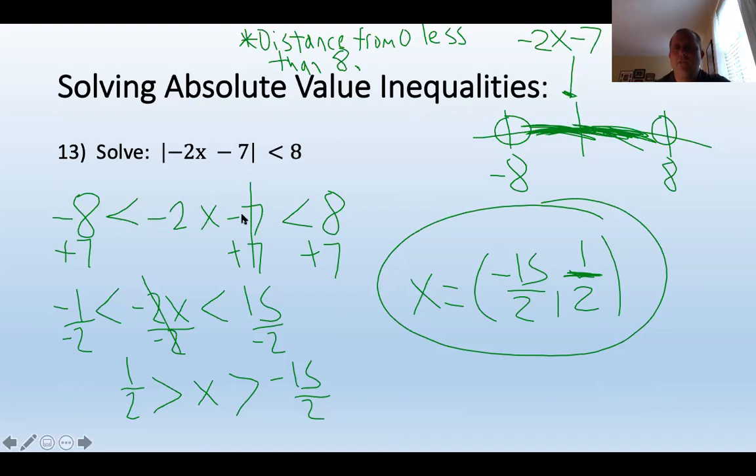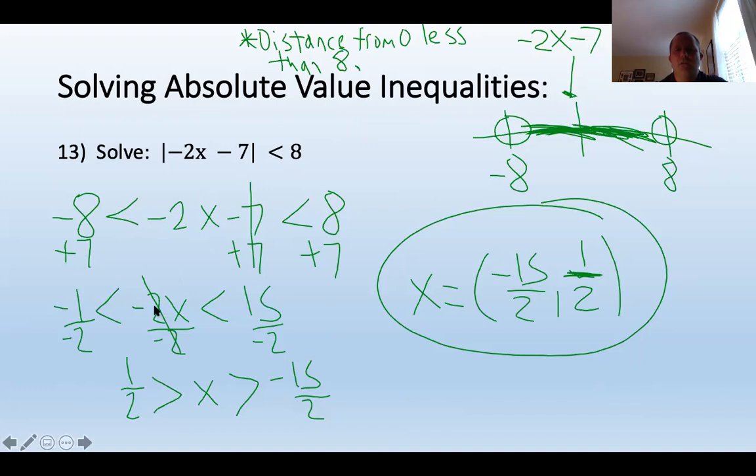So you're solving this for x, and you want to add 7 to cancel the negative 7 out, but you have to add it everywhere on the inequality. So you'd add 7 here and here, and negative 8 plus 7 is negative 1. 8 plus 7 is 15, and then the negative 7 here canceled out. So now you're left with negative 2x is greater than negative 1 and less than 15.